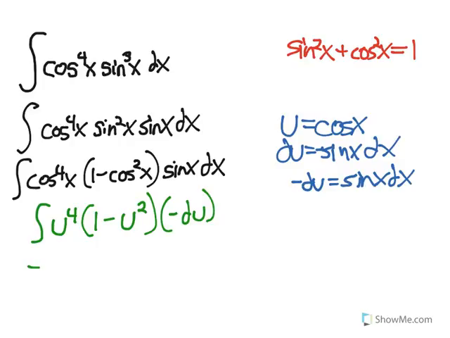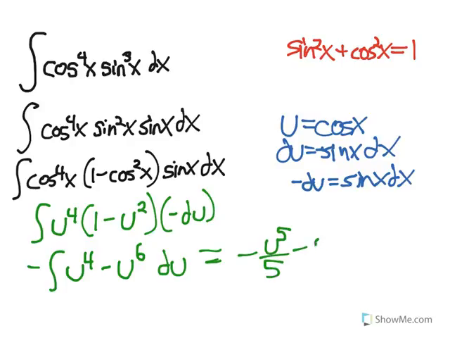Can bring the negative 1 out front because that doesn't impact. Multiply through the u to the 4. u to the 4 times 1 is u to the 4, minus u to the 4 times u squared is u to the 6 du. Now it's a really easy integral. Negative u to the 5 over 5 minus u to the 7 over 7 plus c.